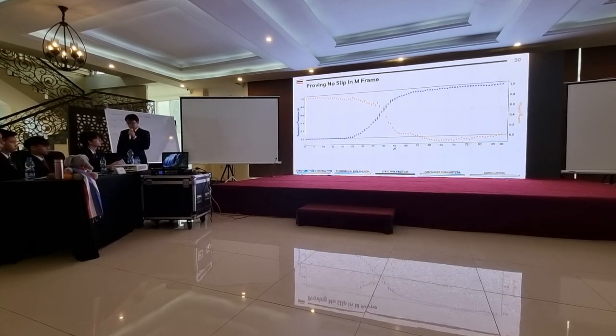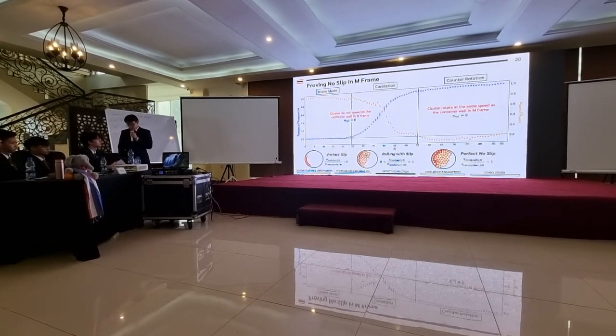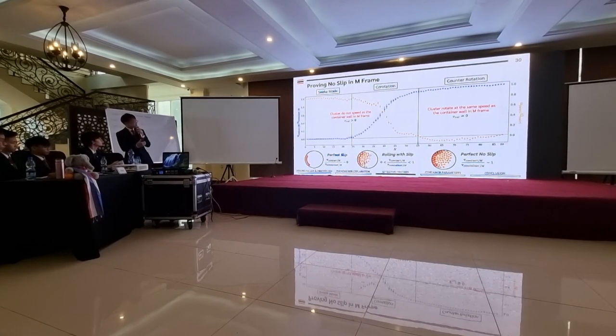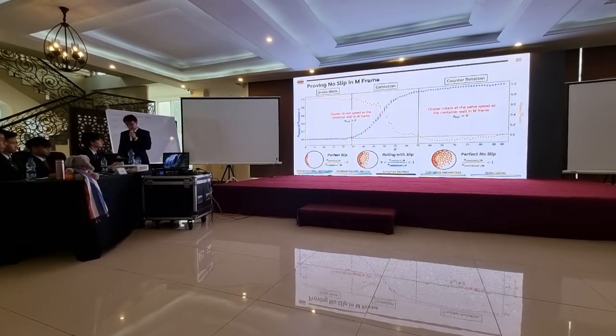To prove that there is actually no slipping in this frame, we plot the number of balls against the ratio of contact velocity to the ball velocity in this frame. With full slip at the container wall, we observe that the ball and boundary are stationary relative to each other, hence the ratio is equal to zero. However, when the ball is in perfect no-slip conditions, the ball and boundary will move perfectly together in the container, and hence the ratio is equal to one. With partial slip, the ratio lies in between.